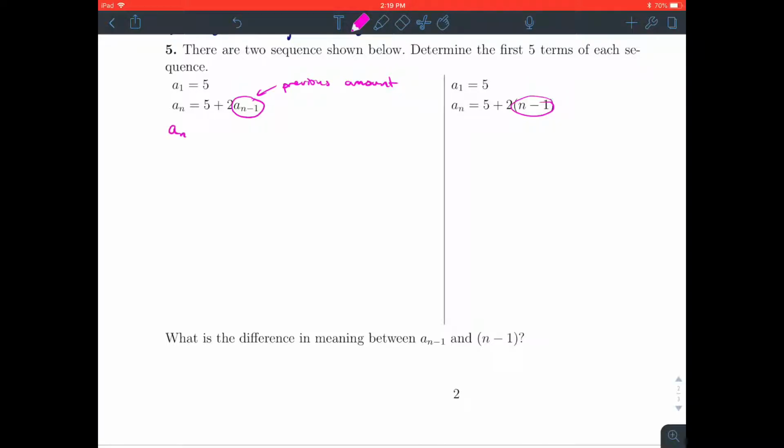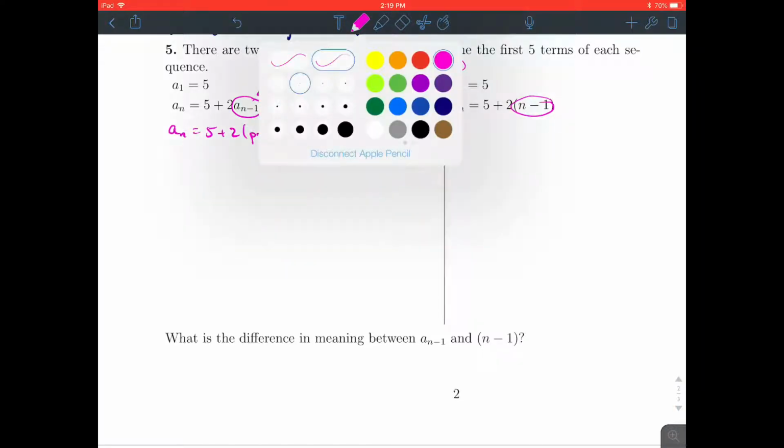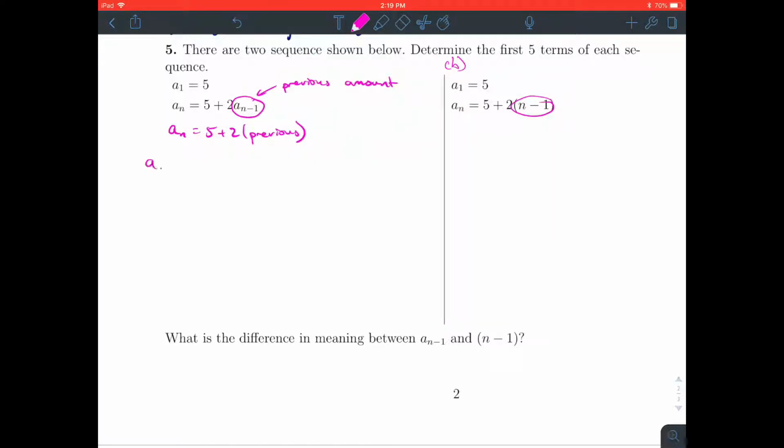So the way I like to do this problem is I like to think about whenever I see a sub n minus 1, it's a sub n equals 5 plus 2 times the previous. We're going to see how that's different in problem part B here on this side. But before we do that, let's finish this one up. So a1 is 5. a2 is 5 plus 2 times the previous. 5 plus 2 times 5, that's 15.